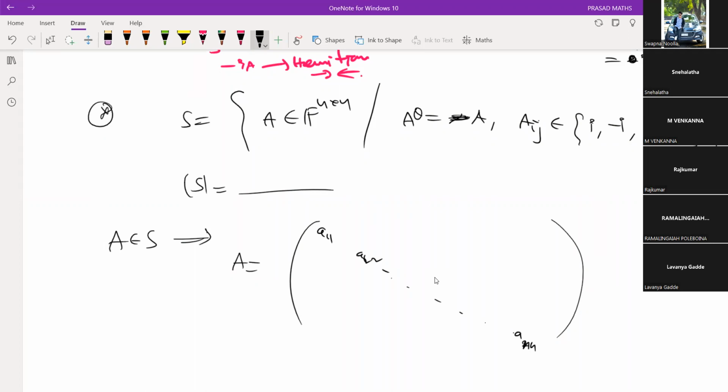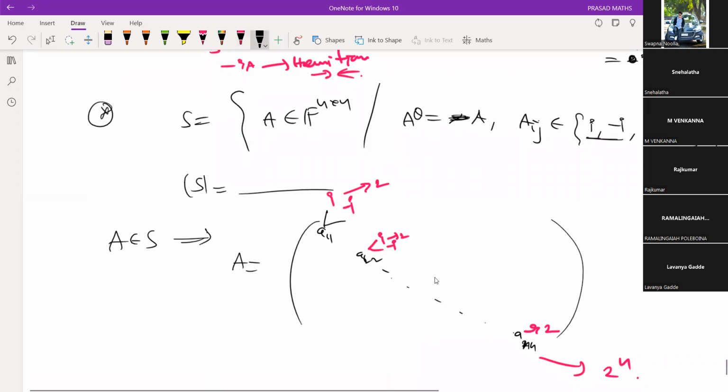Now look at the nature. What are the possibilities for the diagonal entries? Two choices, because the diagonal entries can be filled only by purely imaginary numbers. Therefore, it has two choices. This diagonal entry also is filled by two elements, so it has two choices. So for the diagonal entries, it has 2 power n choices.